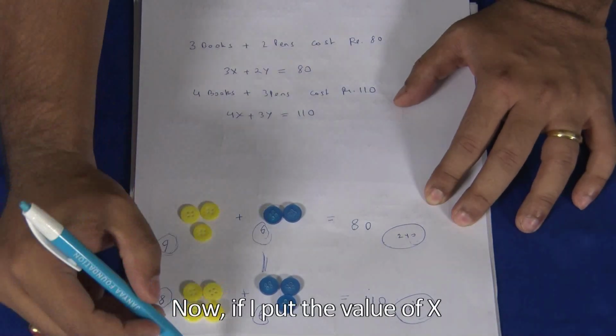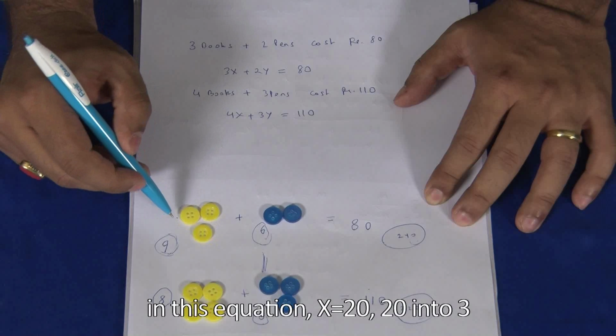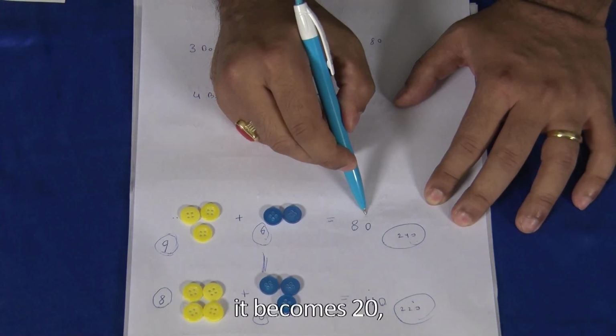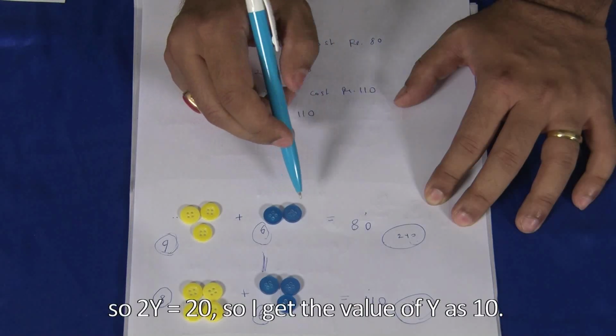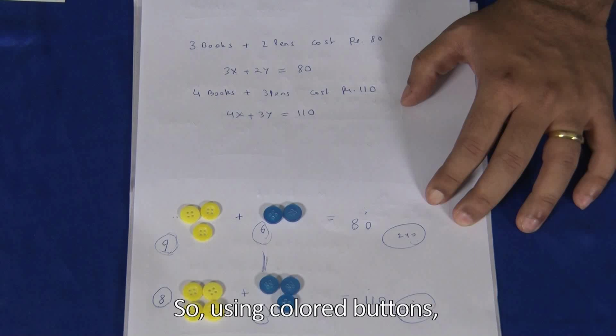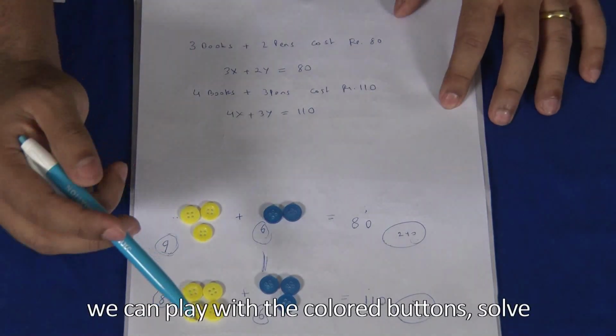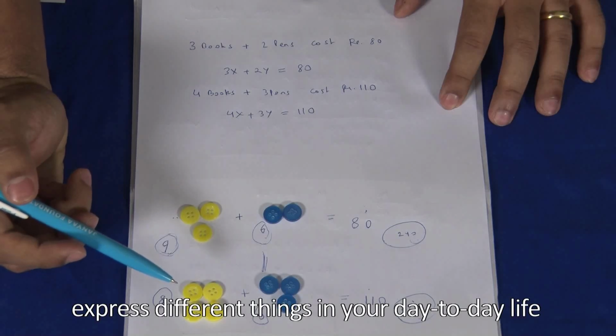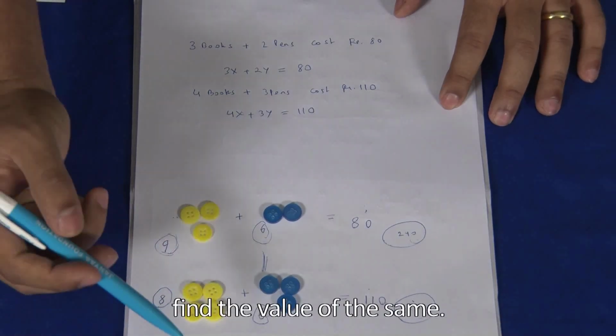Now if I put the value of x in this equation, x is equal to 20 into 3, which is 60, and if I take it to this side, it becomes 20. So 2y is equal to 20, therefore I get the value of y as 10. So using colored buttons, we can play with the colored buttons, solve different equations, express different things in your day-to-day life using buttons, and then find the values of the same.